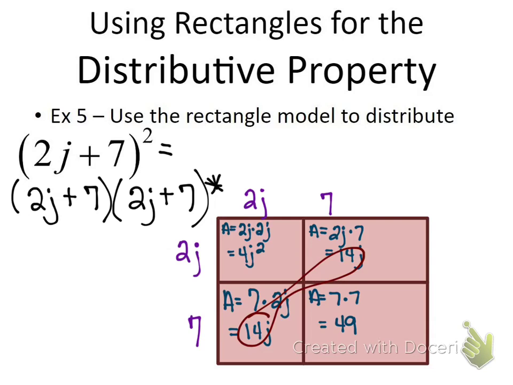Okay, so I start with which term? The highest exponent, which is 4j squared. Then what? 14j. There's like terms there. We're going to combine that. 14j plus 14j, which is 28j. Then what? And there's your final answer.